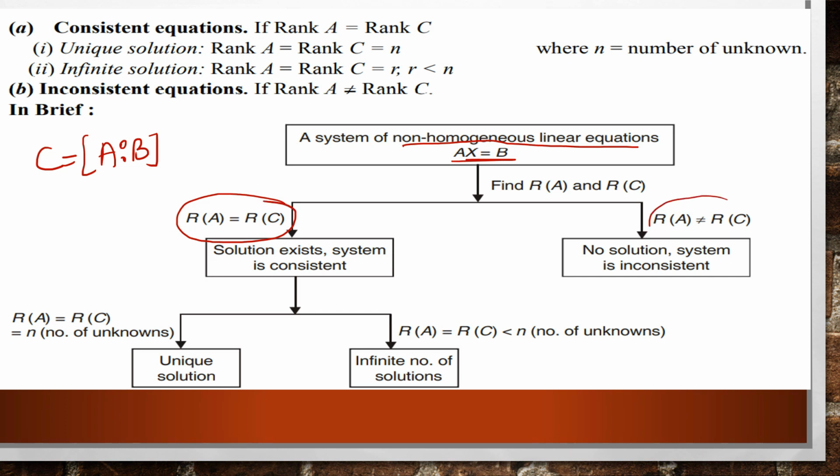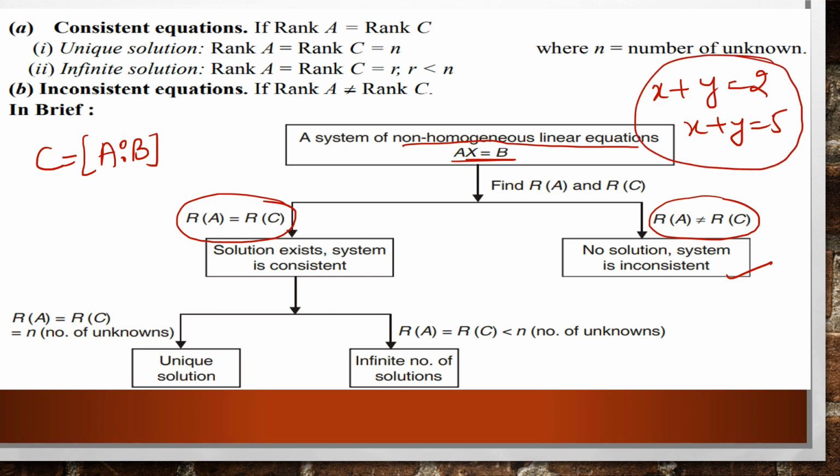If these two are not equal, then there is no solution, meaning the system is not consistent, or you may say inconsistent. For example, if I say x plus y equals 2, x plus y equals 5, obviously this is not possible. Such kinds of systems are inconsistent. So if the rank of A and the rank of the augmented matrix C are not equal, then there is no solution. So we will not calculate anything further.